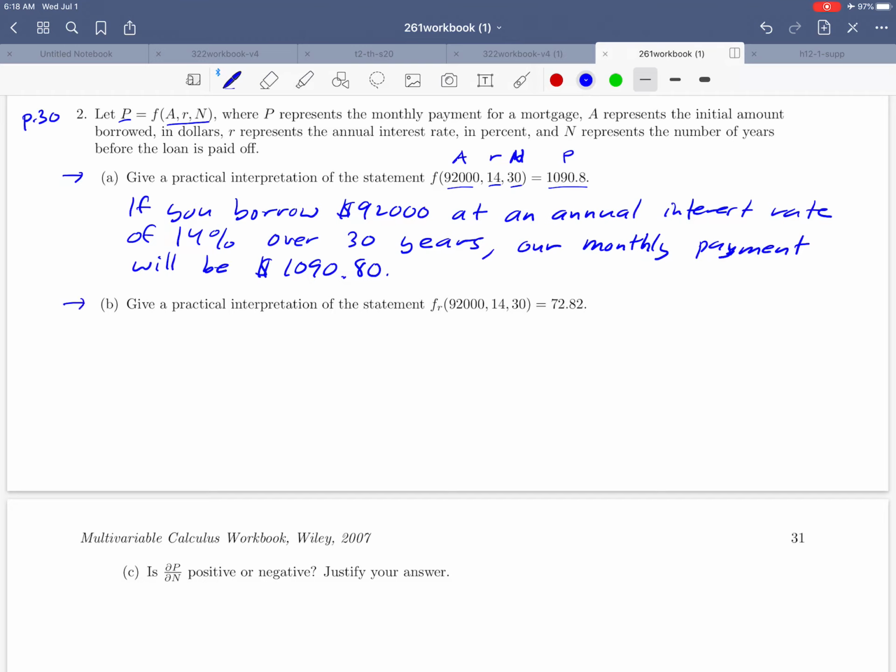Now, what about part B? Here they'd like us to give a practical interpretation of the statement partial f partial R of 92,000, 14, and 30 equals 7282. How is this statement different? Well, the 3 input variables are the same, so we're still talking about the same borrowing amount, interest rate, and number of years in the loan. But this is a very different statement because of the R. We're talking about a derivative, representing a rate of change, and it's up to us to figure out, based on the notation, what it's a rate of change of.